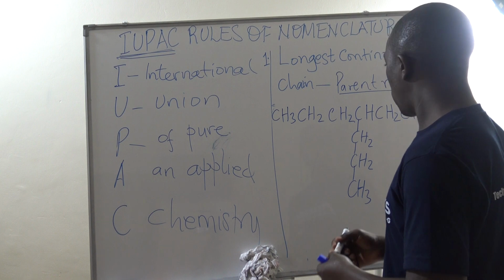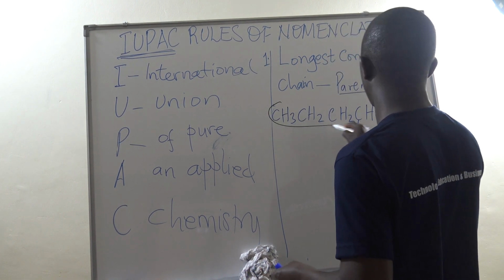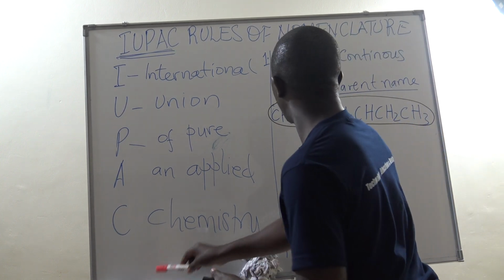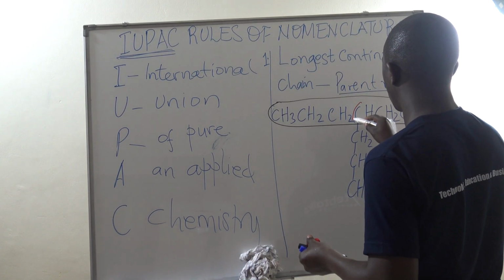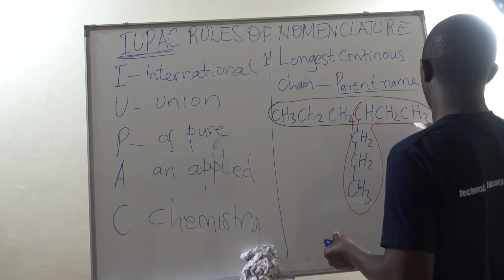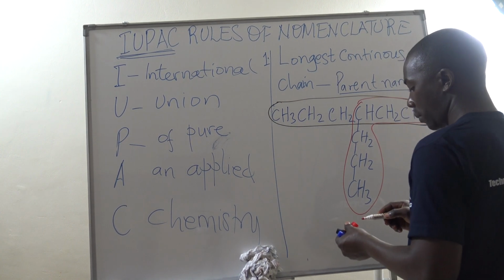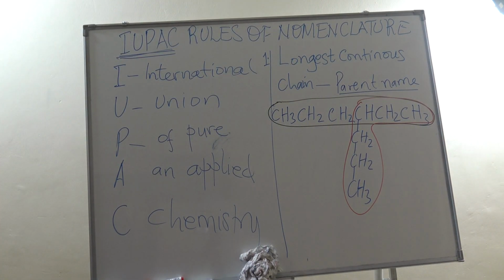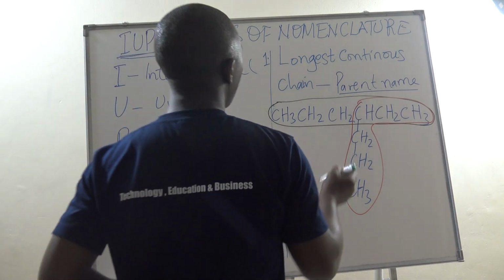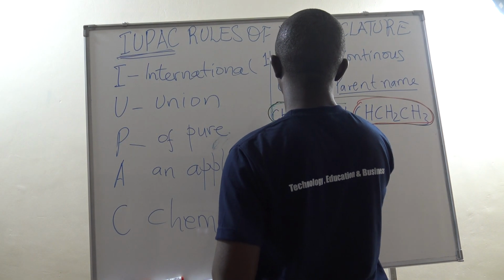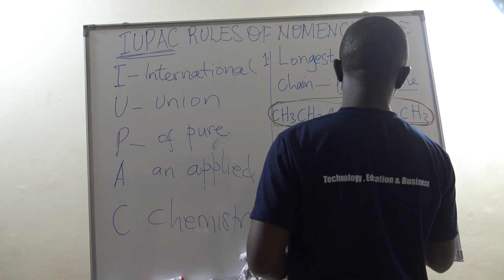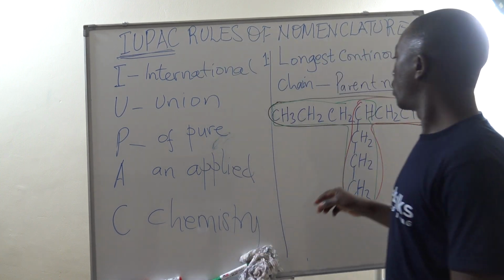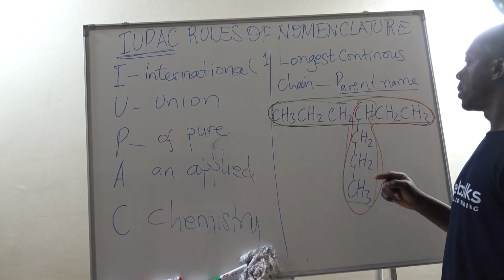We can look at this compound in terms of this one, and in terms of this one. Then we can also look at this compound in terms of this one in green. But our analysis is based on which one is the longest continuous chain.